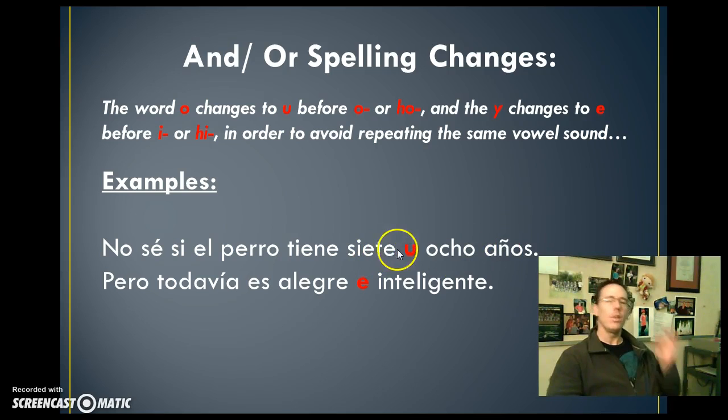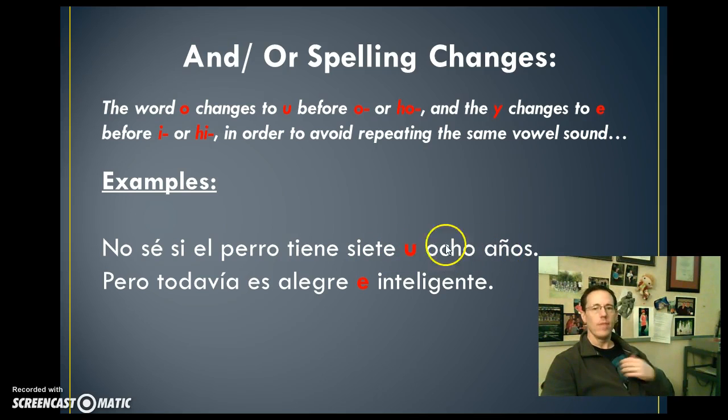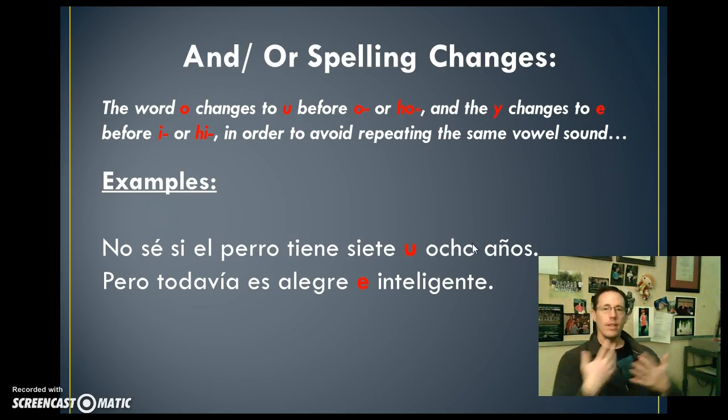Now, if it were left in the normal spelling of or, it would end up being o ocho años. And the two sort of melt into one another, and you don't get that separation of meaning. So we have an o to u spelling and sound change so that we don't repeat the same thing.